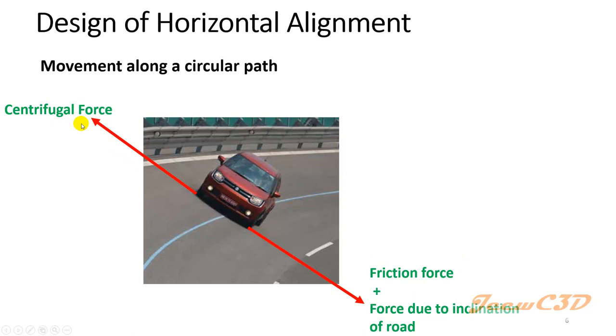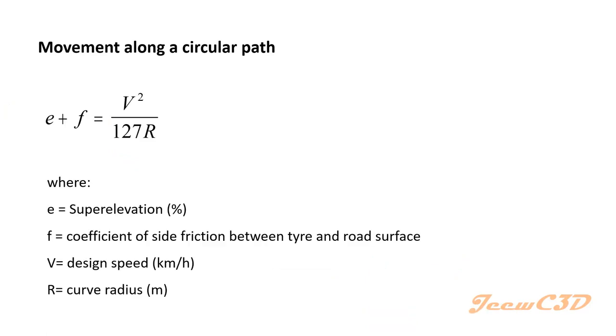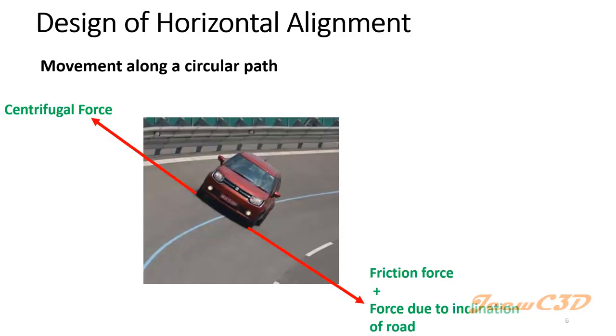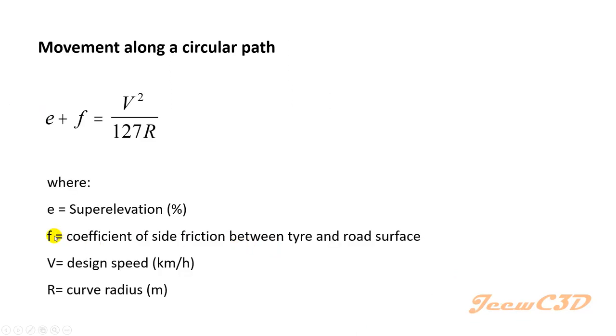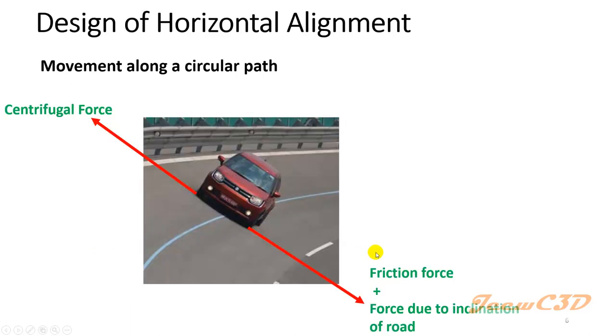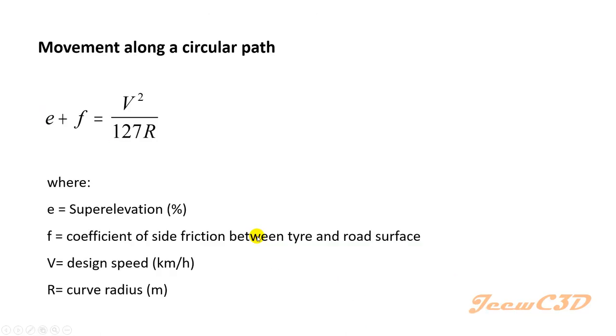So using the equation F equals mv squared over r, you can derive an equation something like this: e plus f equals v squared over 127 r. So e means the super elevation, as I told you, it is this inclination of the road. Then f is the coefficient of side friction between tire and road surface. That means when the vehicle is going to drag this way, the friction of the tire and road surface acts along this way. So that friction is called the side friction.